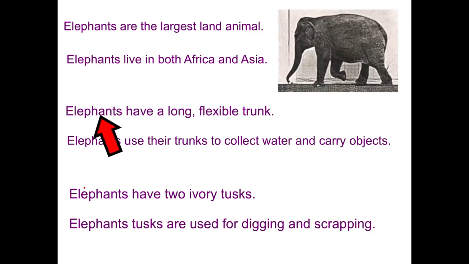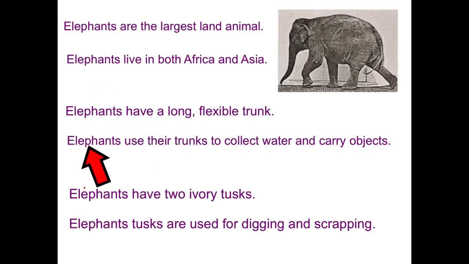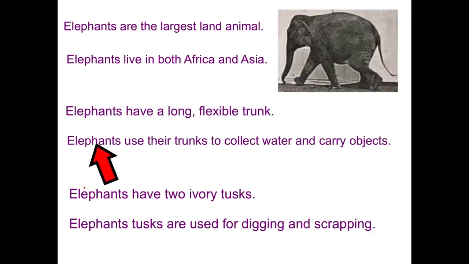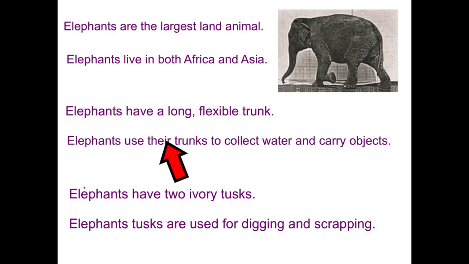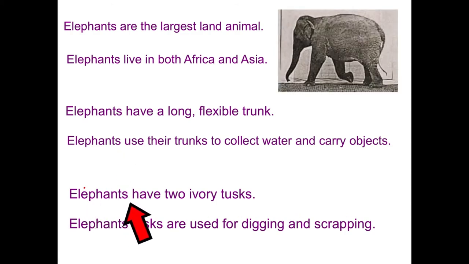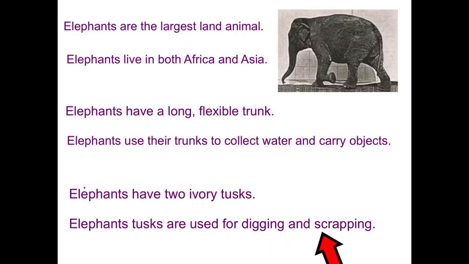What about these two? Elephants have a long, flexible trunk. Elephants use their trunks to collect water and carry objects. So you don't need to say elephants again. You don't need that full stop. You could join those two sentences together. Elephants have two ivory tusks. Elephant tusks are used for digging and scraping. What could you use to join those?